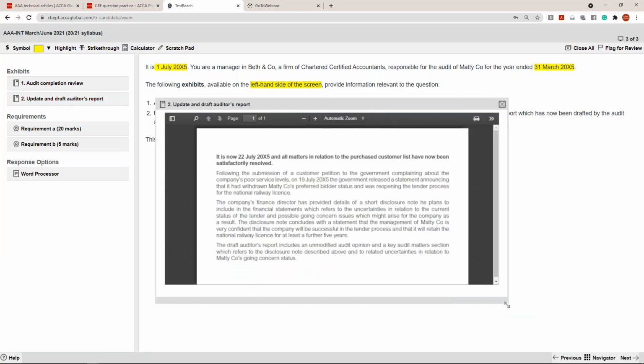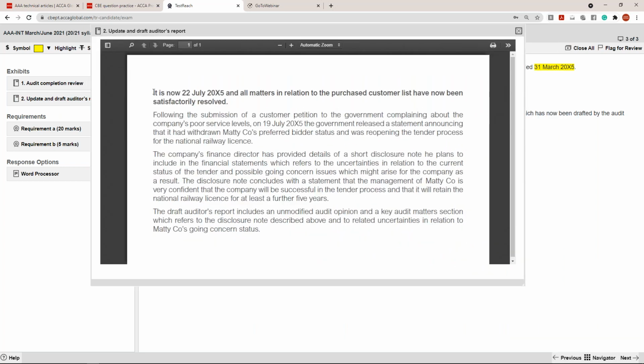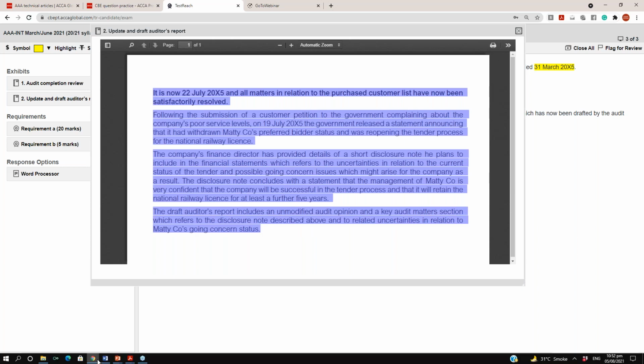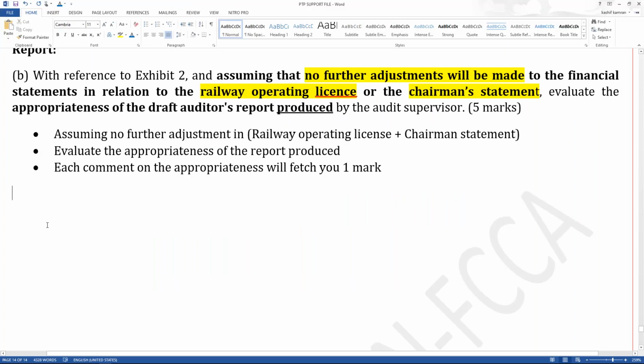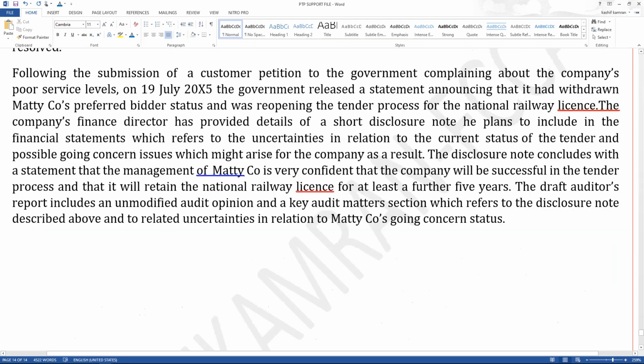Over here is the second exhibit on the case. Okay, let's see what is the second exhibit here. Let me copy the second exhibit from here. Control C. I'm taking the second exhibit on my Word file. Exhibit 2, and I'm copying the Exhibit 2 here. Right, let's read the Exhibit 2. Okay.